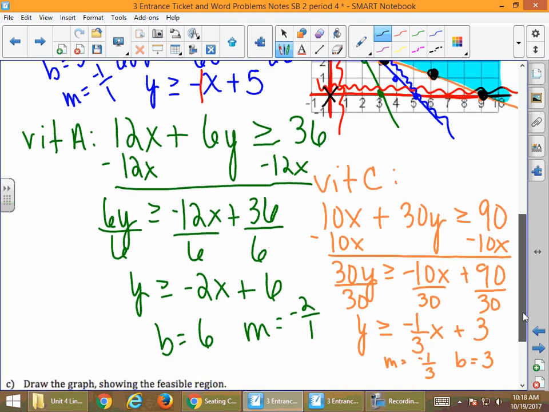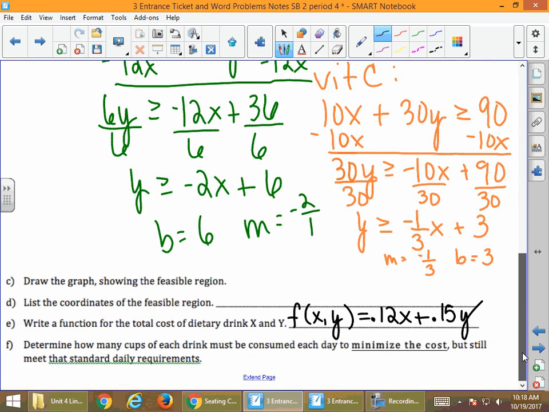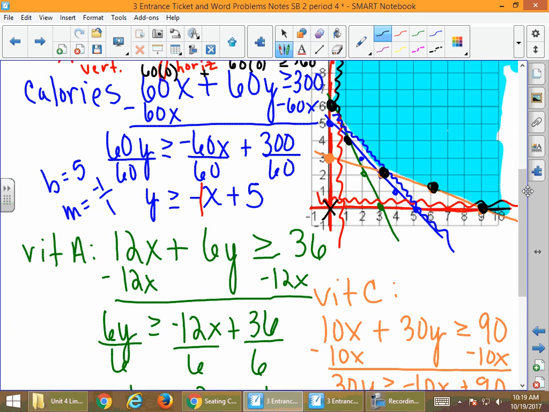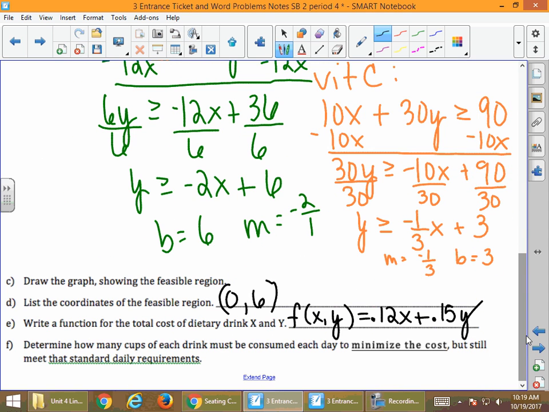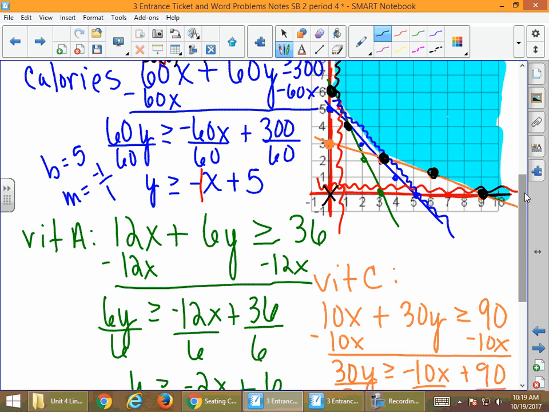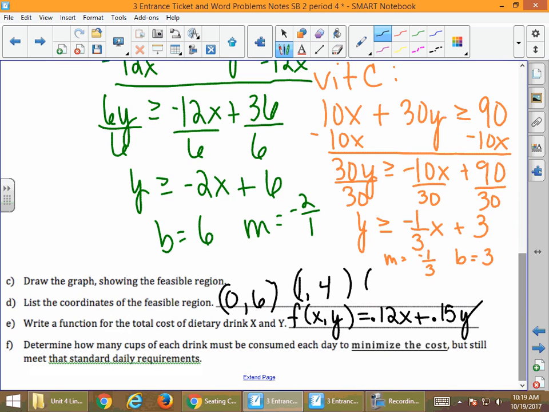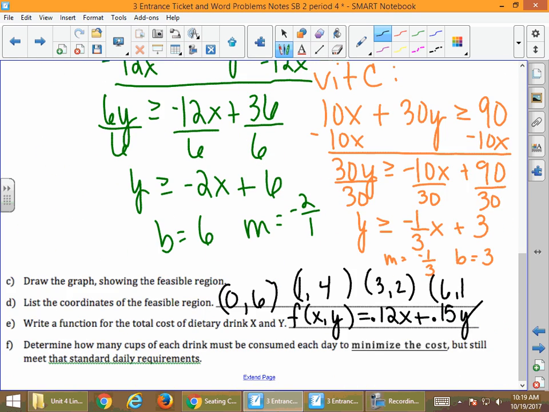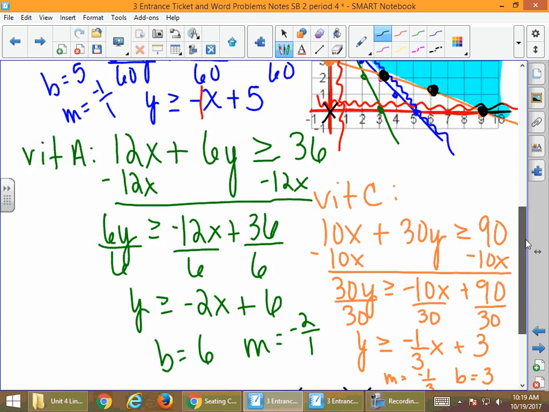So when we fill that in, you don't have to have the same order, but you need to have all 5 of them. The first one that I just graphed was (0, 6). We went over 0, up 6. The second one is (1, 4). We have (3, 2). We have (6, 1). And we have (9, 0).